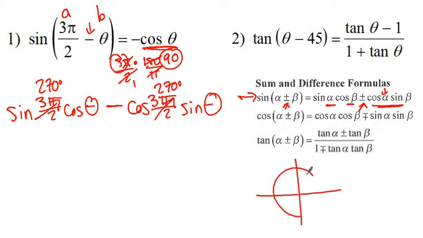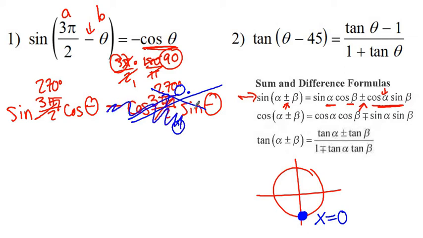Okay, now the question is, what's the sine and cosine of 270? Well, 270 is right down here. Cosine is the x-coordinate. The x-coordinate right there is 0. So this whole thing becomes 0 times sine of theta, and that whole thing just equals 0. So we actually don't even need to pay attention to that.